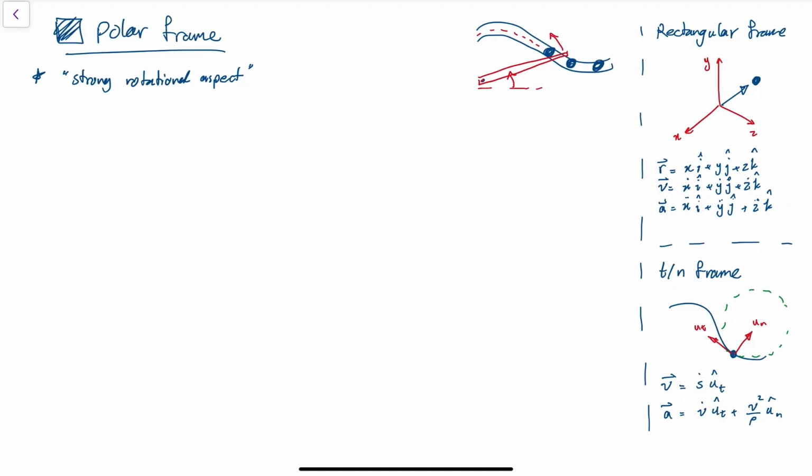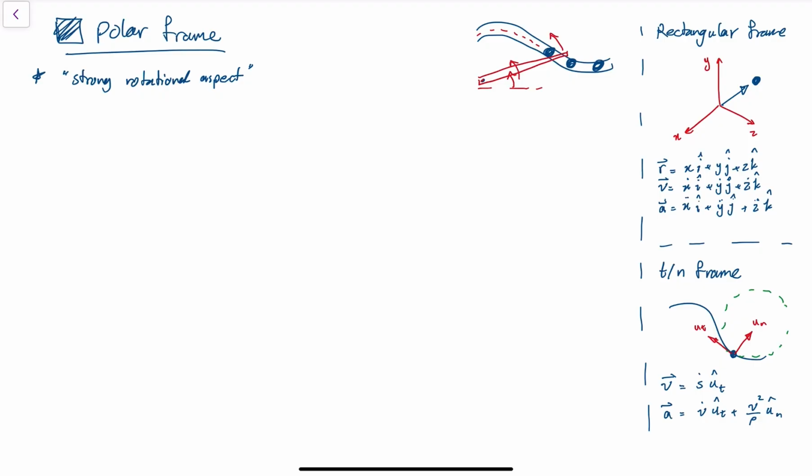Often when we are talking about polar frame, we have some information about the path, but the more important thing we care about is this rotational aspect. That's what makes the problem well suited for polar frame.